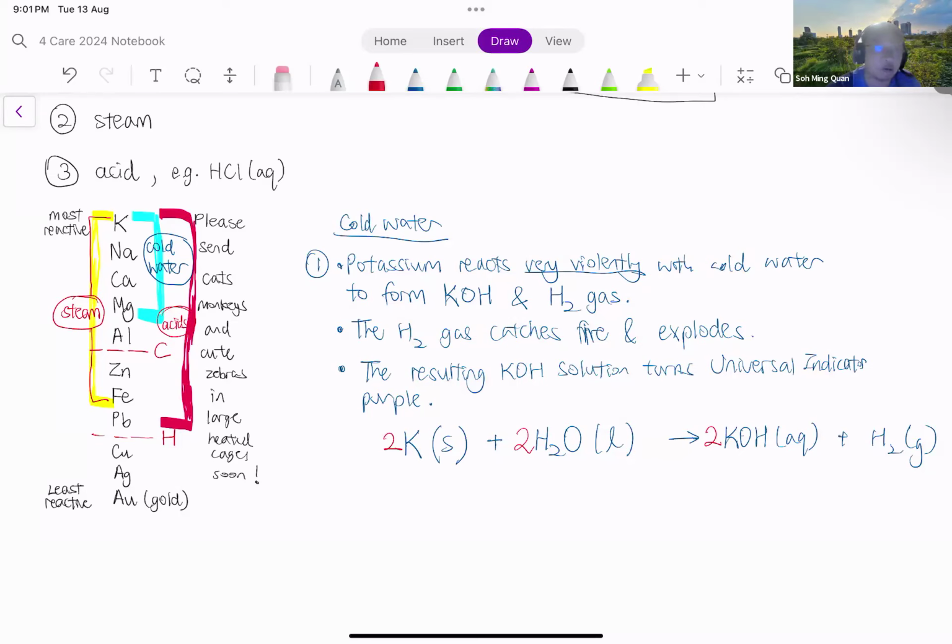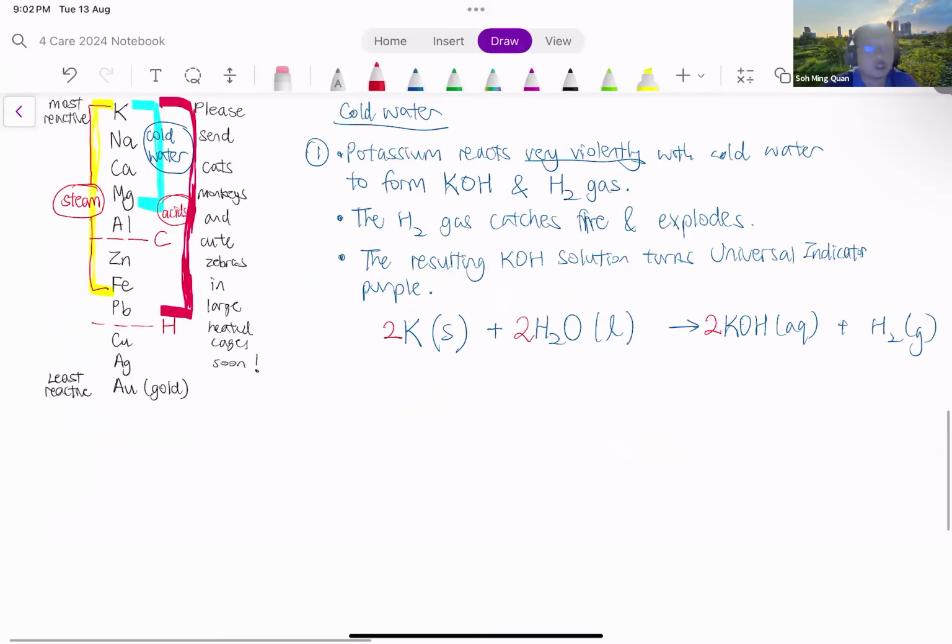And this is how you get a good 3 to 5 marks for describing the reaction of potassium with cold water. So you need to get to this level of detail when you describe a reaction. How violent is it? Does the gas explode? The resulting solution, if it's alkaline, you will need to address it. In this case, it is strongly alkaline. Therefore, it will turn universal indicator purple. All right. So that's for potassium.